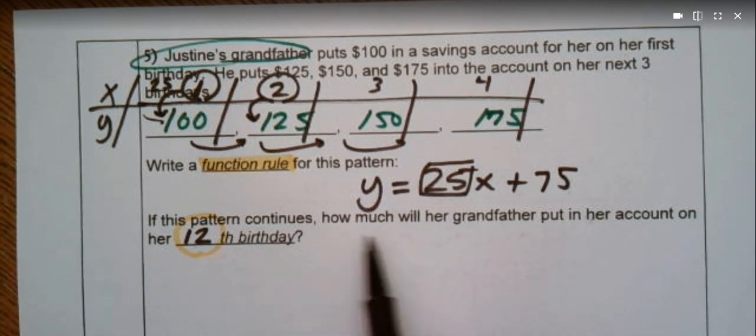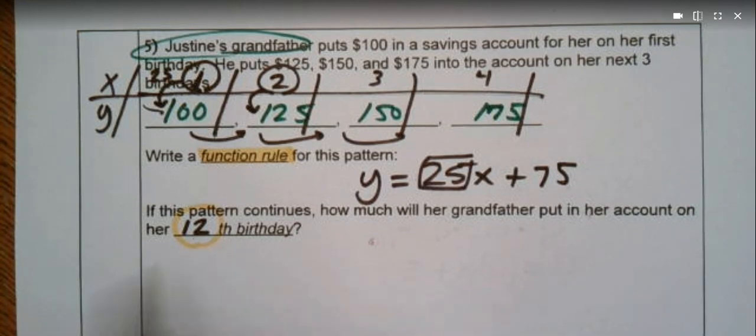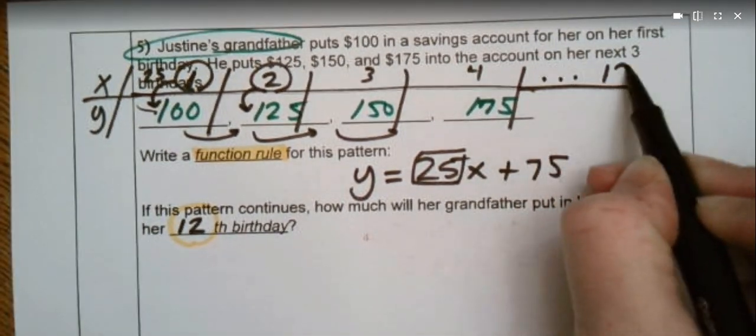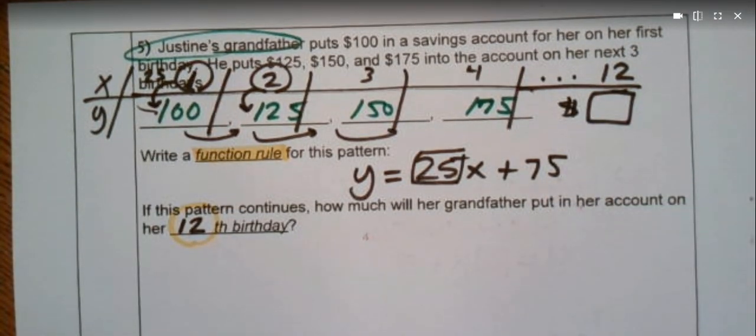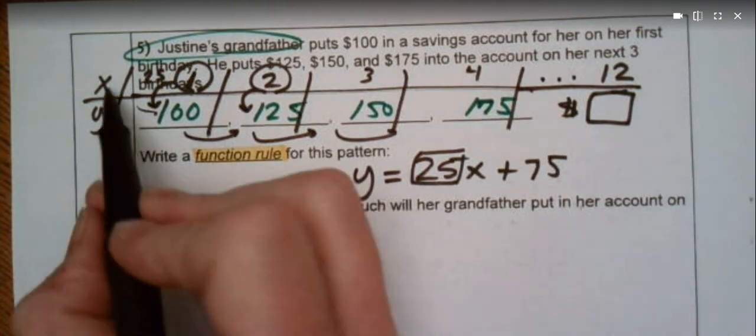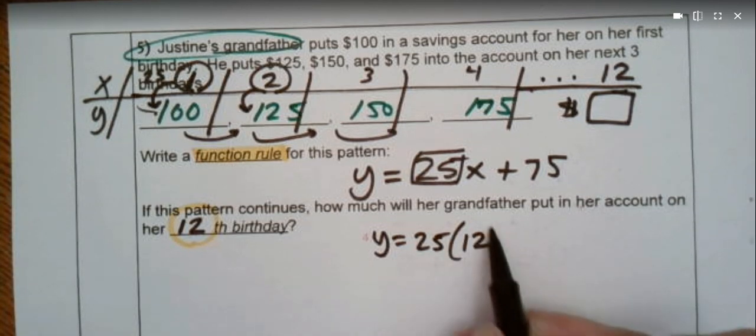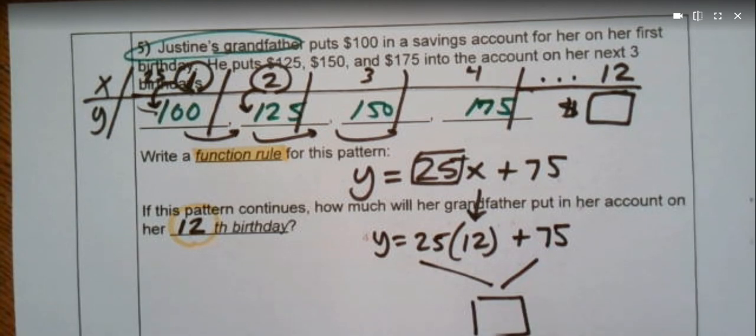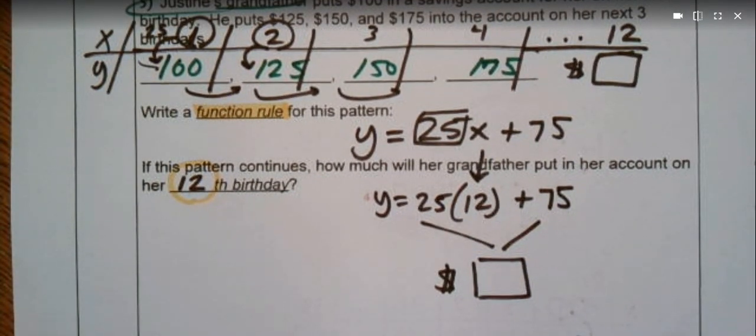If this pattern continues, how much will her grandfather put in her account on her 12th birthday? Ooh, that's going to be a lot of money. So here, if this continues, this is her 12th birthday. Well, how much money is she going to get in her account if he continues this? So x is 12. So I'm going to plug in y equals 25 times 12 plus 75. And then, of course, I just use my calculator to figure out how much money is going to go into her account. And you can do that one on your own with your calculator.